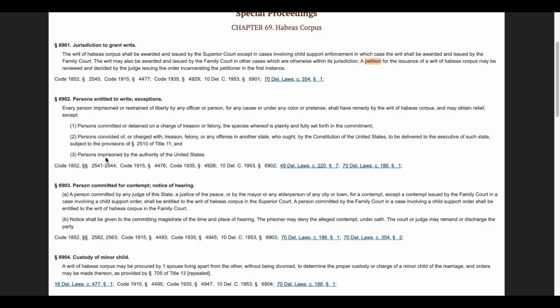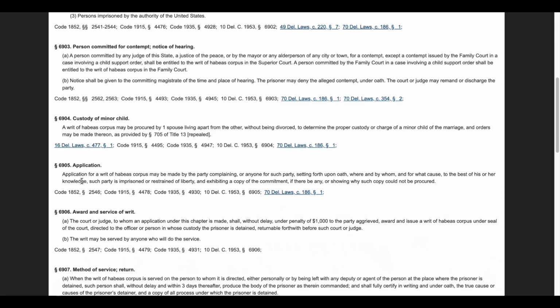Let's look at application right here. Application for a writ of habeas corpus may be made by the party complaining or anyone for such party, setting forth upon oath. Something you have to notice here is where it says upon oath. Notice your straw man can't make an oath. Only the living man or woman can make an oath.